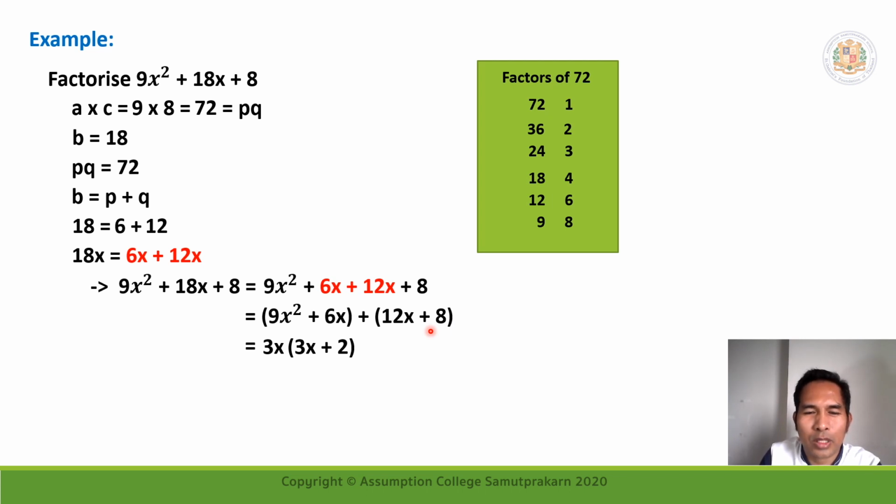Okay, 12 and 8, we can factor out 4. What is 12x divided by 4? 12x divided by 4 is 3x. How about 8 divided by 4? It's 2. So we have here 3x plus 2.